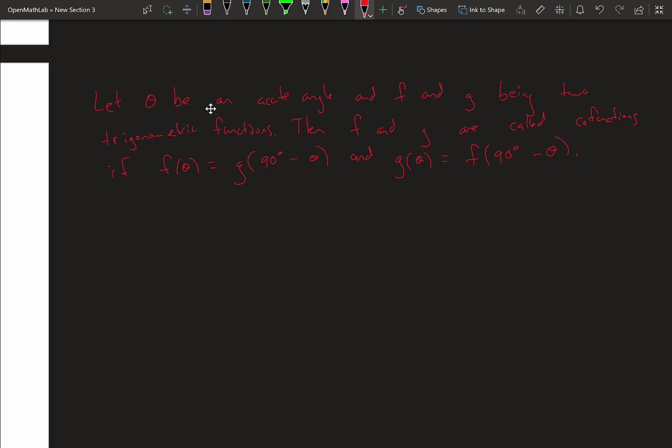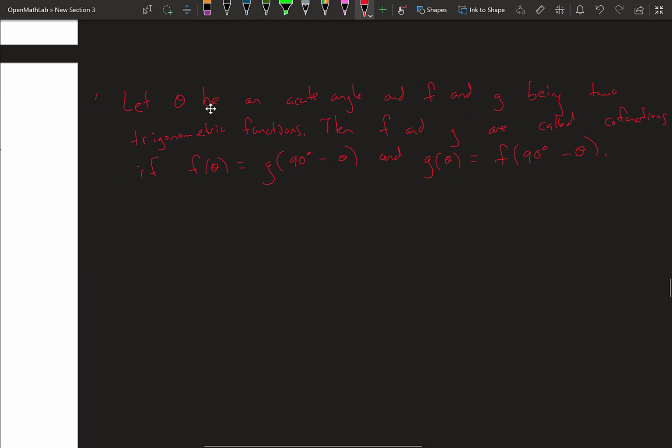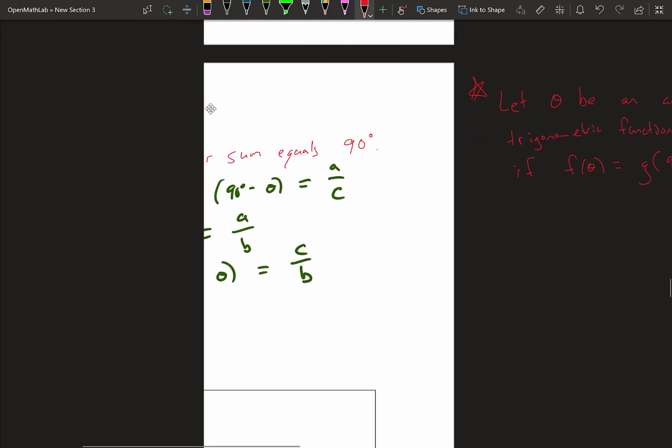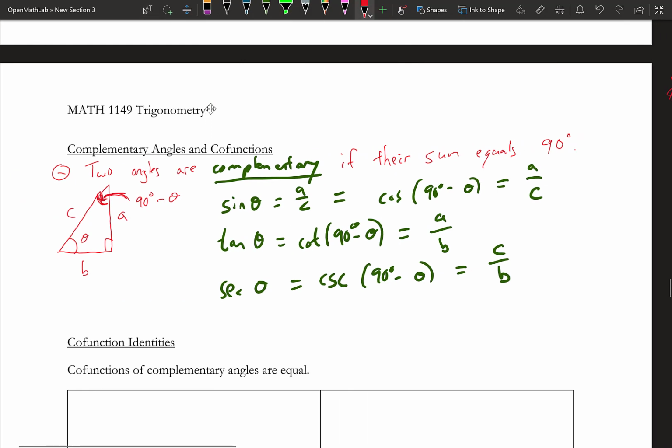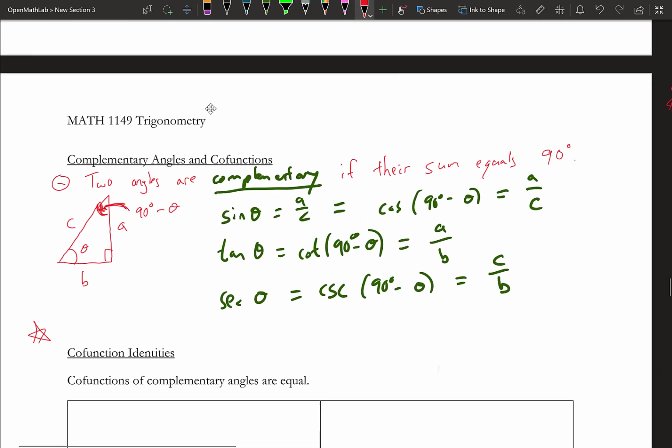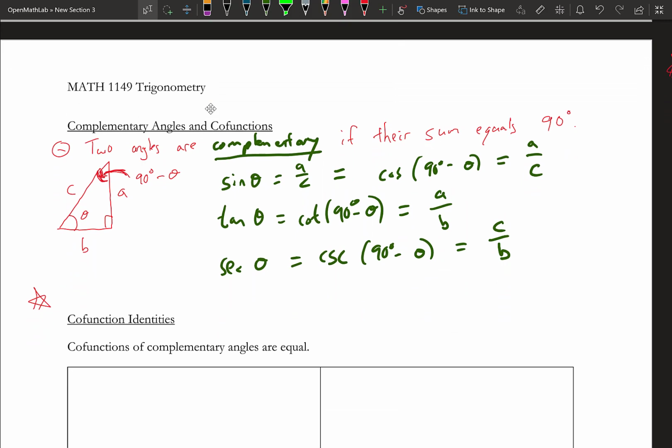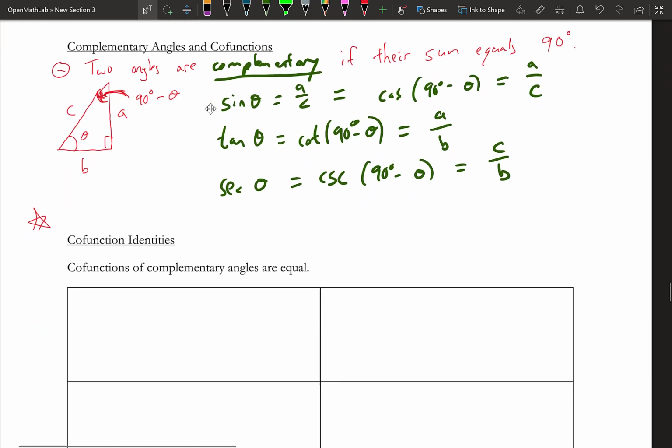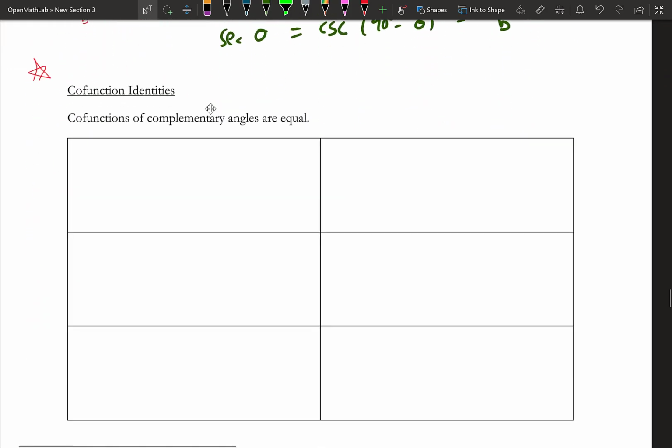Right, so that's a definition of cofunctions, which is what we want to look at next, which are cofunction identities. So cofunctions of complementary angles are equal is what we'll find, right? So this is just a definition, right, that you could write right here if you wanted. That's kind of an interesting fact about complementary angles and how sine and cosine, tangent, cotangent, secant, and cosecant are related to one another.